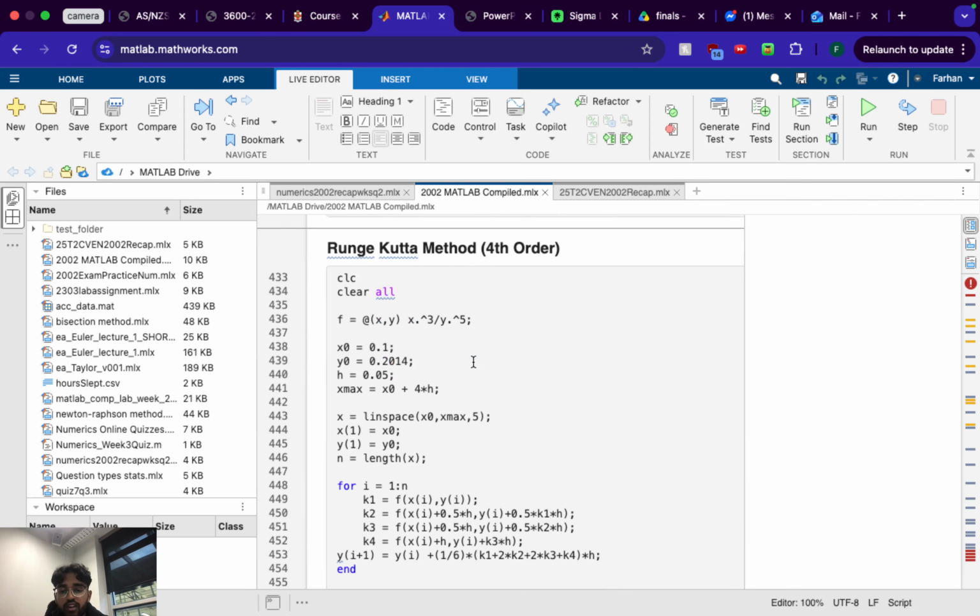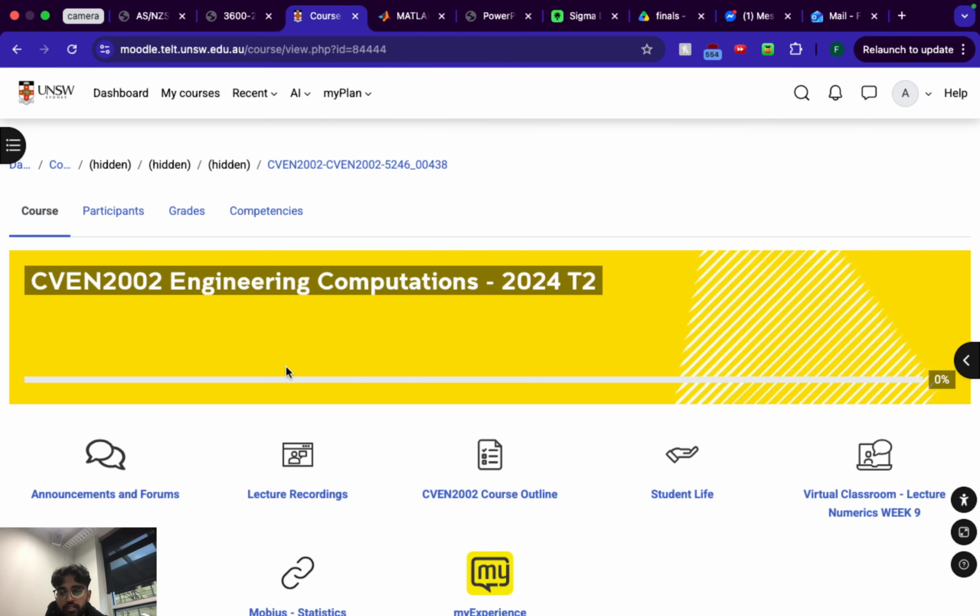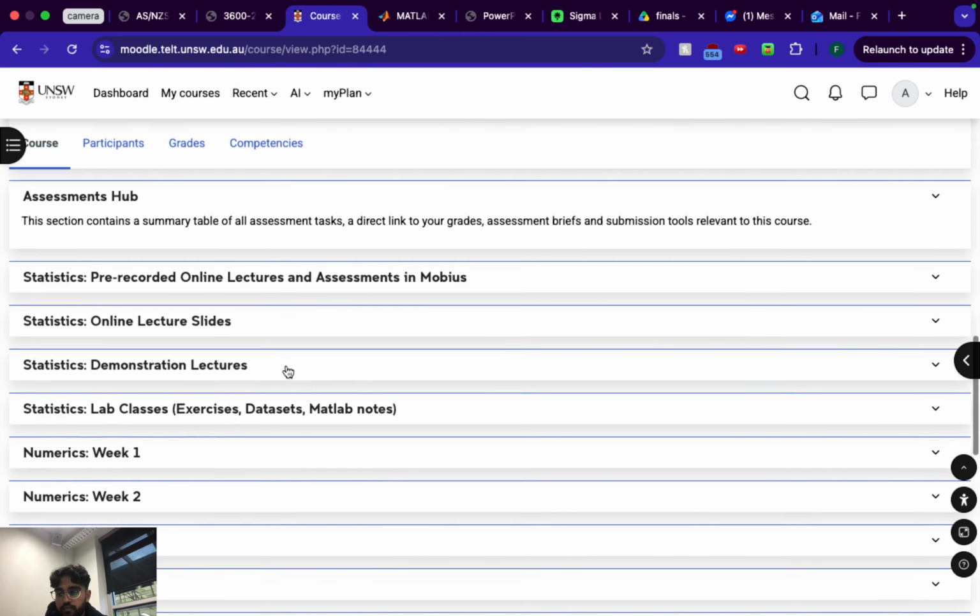Runge-Kutta method is actually quite interesting. This code actually worked really well for me in the finals. But anyways, I'll give a brief overview of the course.